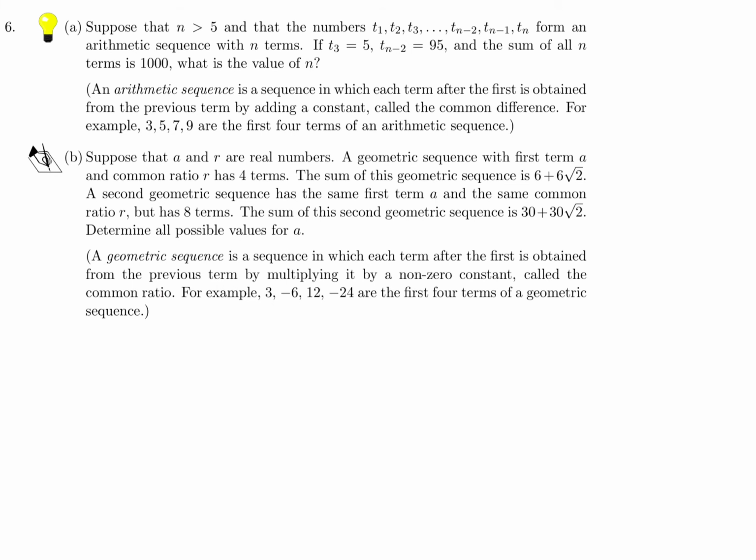Suppose that n is greater than 5 and that the numbers t1 all the way to tn form an arithmetic sequence with n terms. If t3 is 5 and tn minus 2 is 95 and the sum of all n terms is 1,000, what is n?